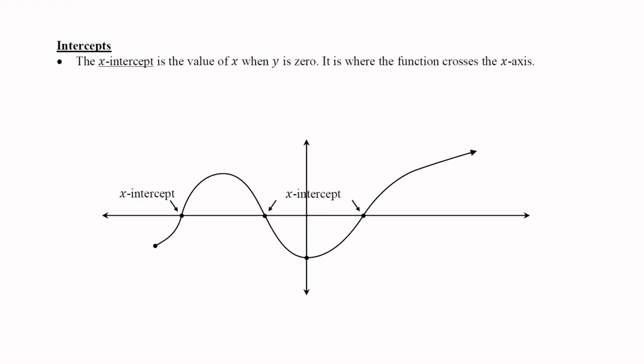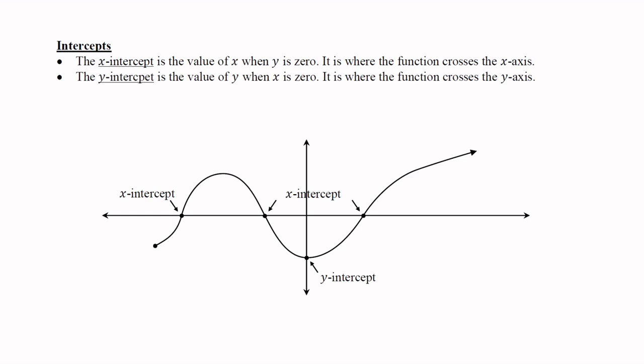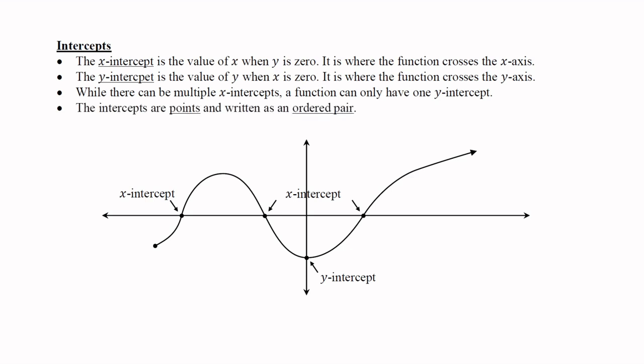The next key feature are the intercepts. The x-intercept is the value of x when y is 0. It is where the function crosses the x-axis. The y-intercept is the value of y when x is 0. It is where the function crosses the y-axis. So in this graph, we have 3 x-intercepts and 1 y-intercept. There can be multiple x-intercepts, but a function can only have one y-intercept. The intercepts are points and written as an ordered pair.